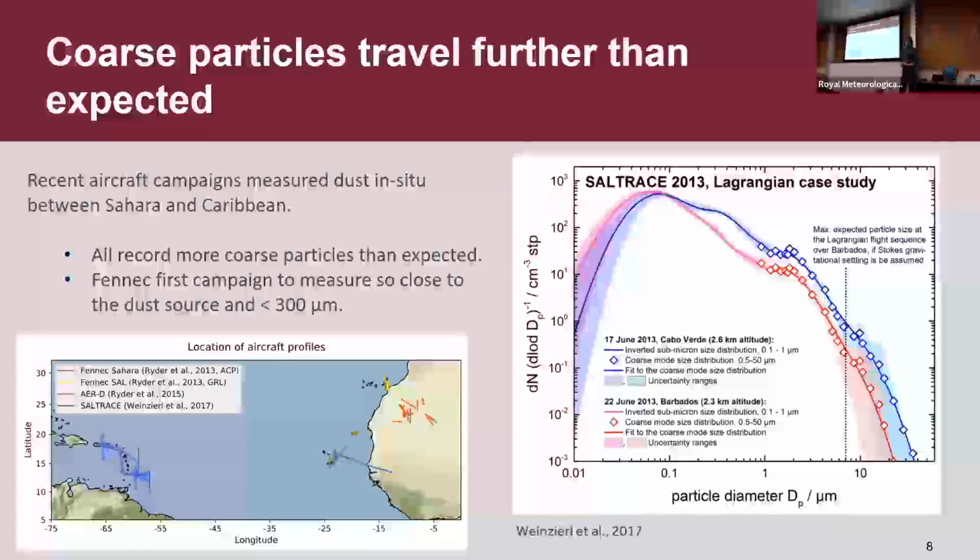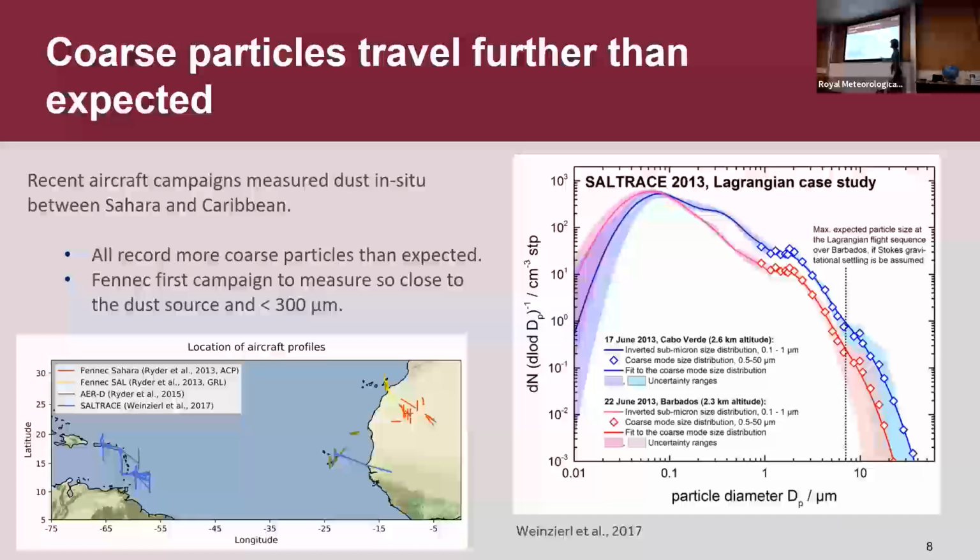So where has this new interest in coarse particles come from? Over the last, I guess it's been more than a decade now. When I was doing talks like this a year ago, it was a decade, but the first campaign was 2011. So there were these 4 campaigns which looked at in situ measurements of dust, and they found more coarse particles than expected.